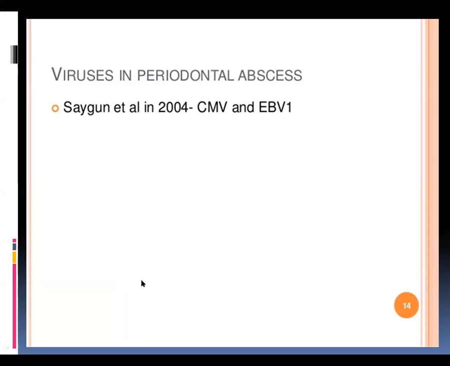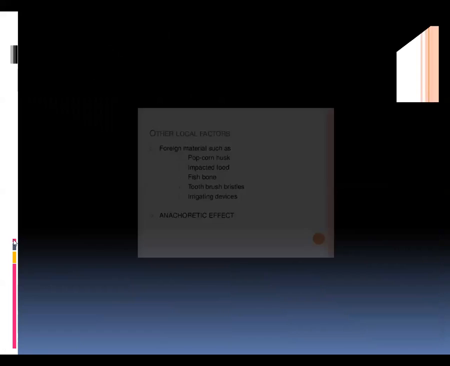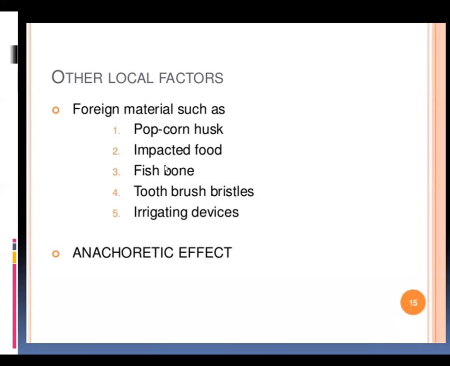Viruses in the periodontal abscess are the cytomegalovirus and the Epstein-Barr virus 1. The other local factors are foreign materials such as popcorn husk, impacted food, fish bone, toothbrush bristles, and the irrigating devices, and the orthodontic effect.